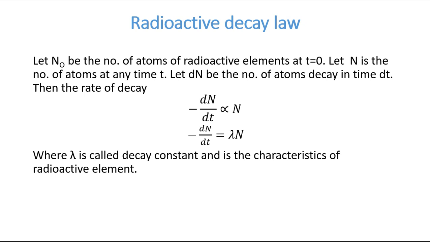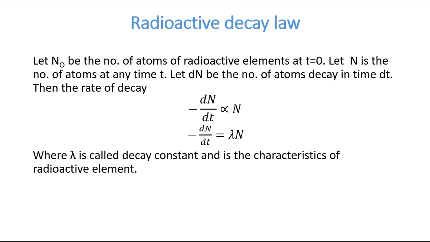So, radioactive activity follows a law which is called the radioactive decay law. Let N naught be the number of atoms of a radioactive element at time t equal to 0. Let N be the number of atoms at any time t. dN is the number of atoms decaying in time dt.